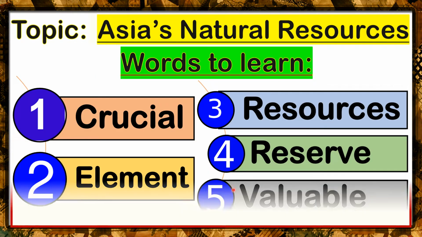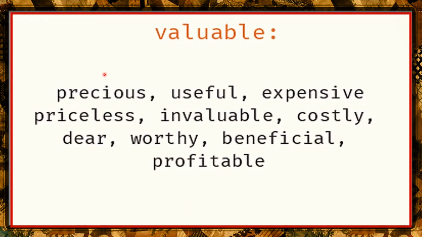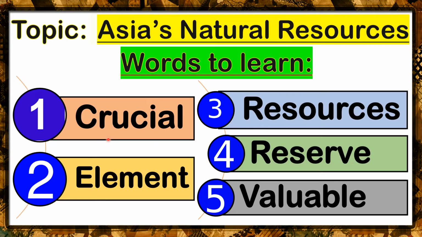And the last word that we have is valuable. It means precious, useful, expensive, priceless, invaluable, costly, dear, worthy, beneficial, and profitable. So it means, class, something that we value very much, it's expensive, and something that is worthy and dear to us. So these are the five words that can help us better understand our topic for today. Let's read them again from numbers one to five. Crucial, element, resources, reserve, and valuable.